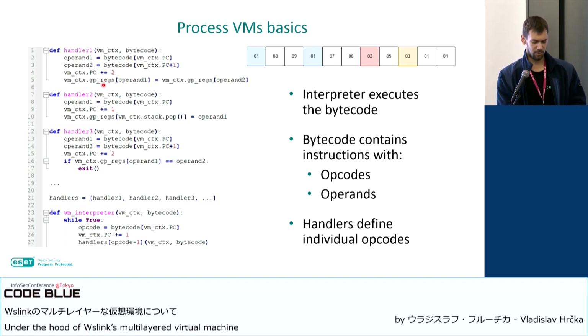And when we execute one of them, we can see that, for example, the instructions can do whatever they want. The first one fetches two operands from the bytecode based on the program counter, increases that, and then chooses a general purpose register based on that operand and performs an operation.